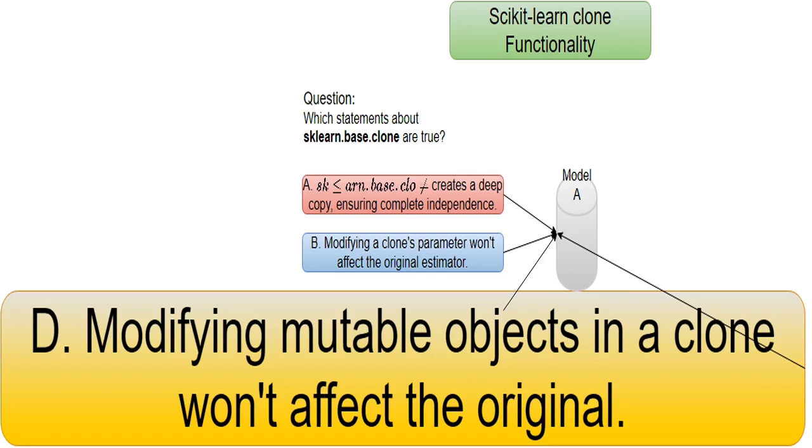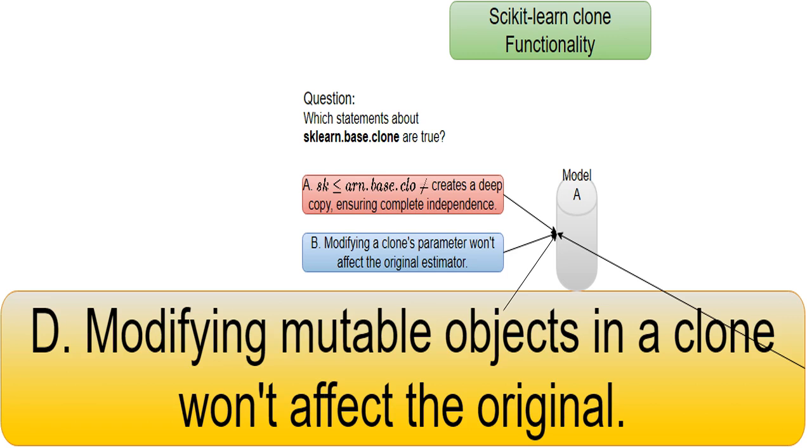This statement explores the behavior of sklearn.base.clone when dealing with mutable objects. Objects whose values can be changed after they're created, like lists or dictionaries. The statement claims that if you modify a mutable object within a cloned model, the original model won't be affected. However, this isn't necessarily true. sklearn.base.clone aims for a deep copy, but with mutable objects, it might not completely achieve it. So modifying a mutable object inside the clone could change the original model's mutable object also.